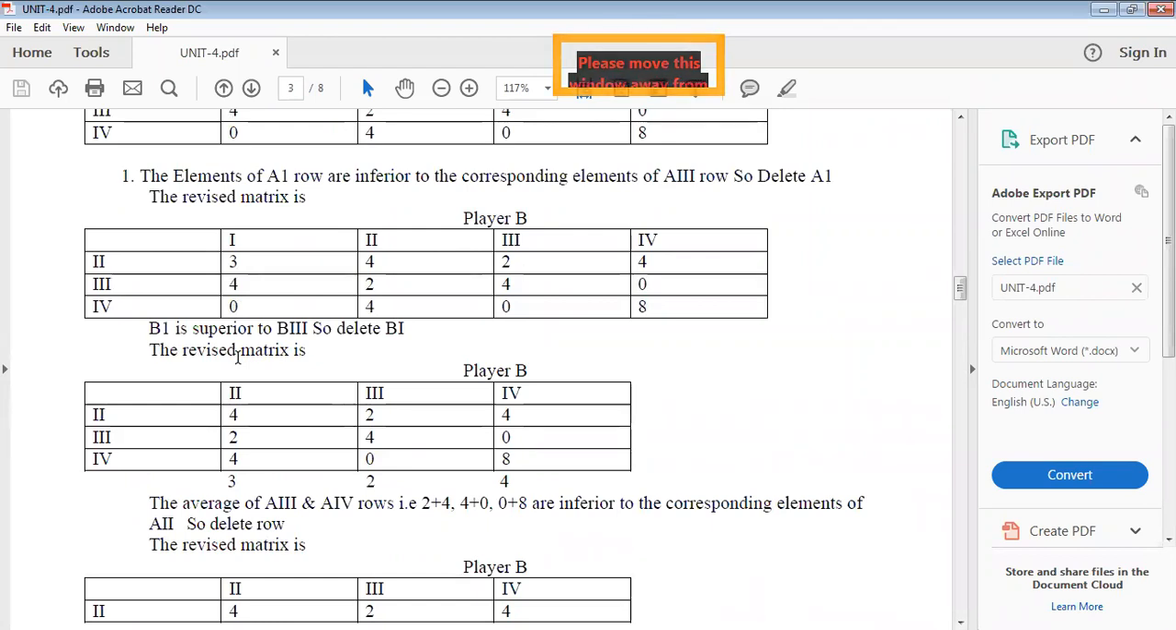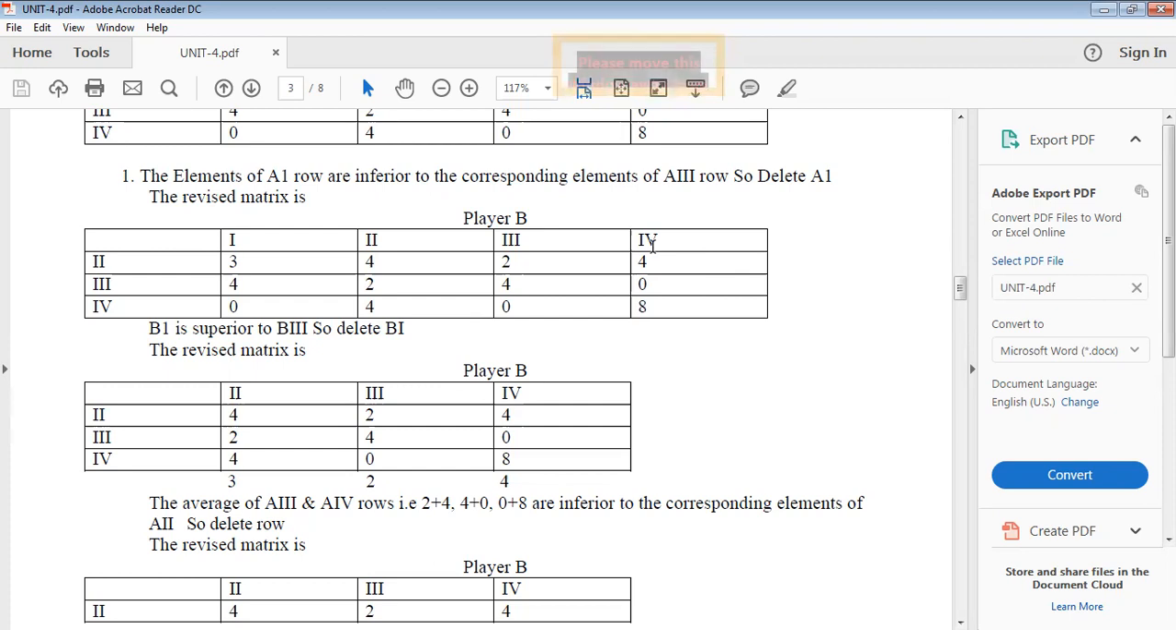So columns. Now this B1 column is superior to B3 column. So 3 is greater than 2, 4 is greater than or equal to 4, 0. So here also one element is dominating. If you take up 4240 and 240, 4 is greater, but 2 is inferior, and 4 is greater. You cannot compare second and third. And if you take up third and fourth, 2 is lesser, and 4 is greater, and 8 is greater. You cannot compare this third and fourth.